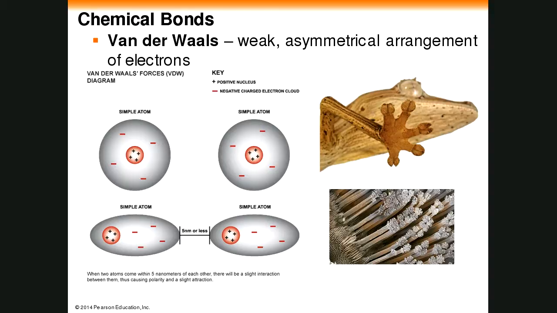Now, it takes 1,000 nanometers to make a micron, so we're talking a really, really narrow distance. If that happens, when they're that close to one another, there will be a slight attraction between them. The negative electrons for the atom on the left will be attracted to the positive protons on the atom on the right for just a microsecond, because those electrons are zipping around, and so that bond that occurs is going to form and break within the blink of an eye.